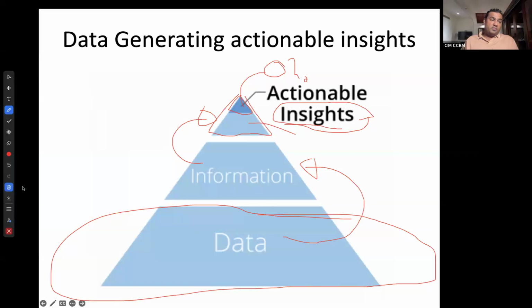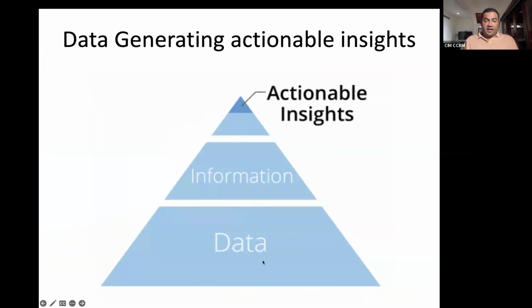So the whole purpose behind looking at data, analyzing data using software to convert it into information, and information into insights, and within that also to find a few actionable insights, is what is important in this whole process of data gathering, right? I hope it is clear.